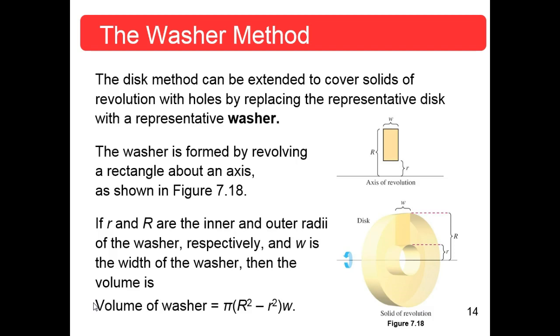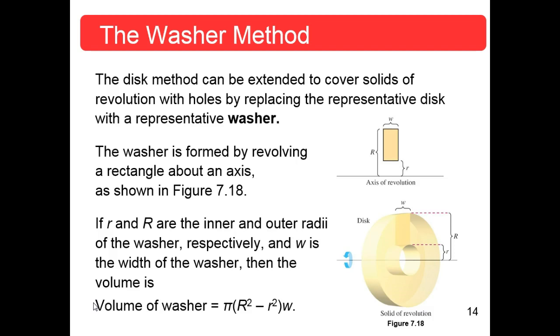If little r and big R are the inner and outer radii of the washer, respectively, and W is the width of the washer, then the volume of the washer is pi times the difference between those two squares times W.